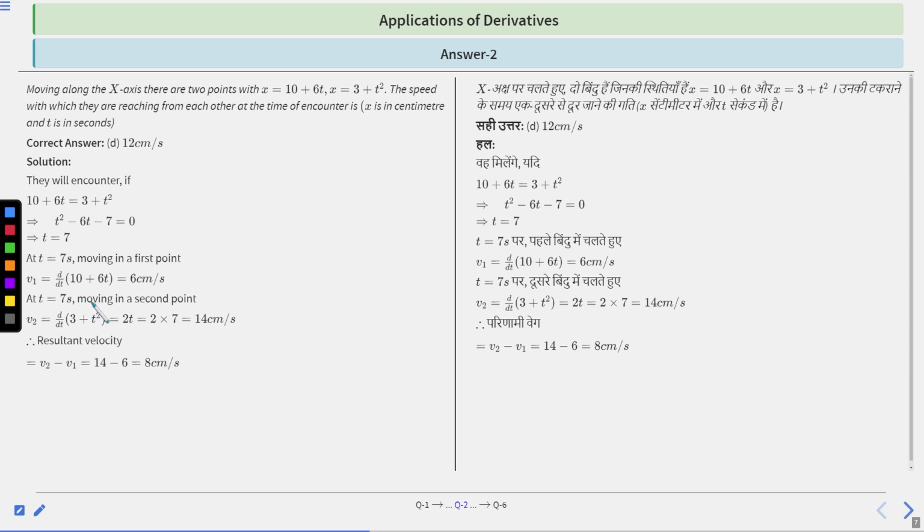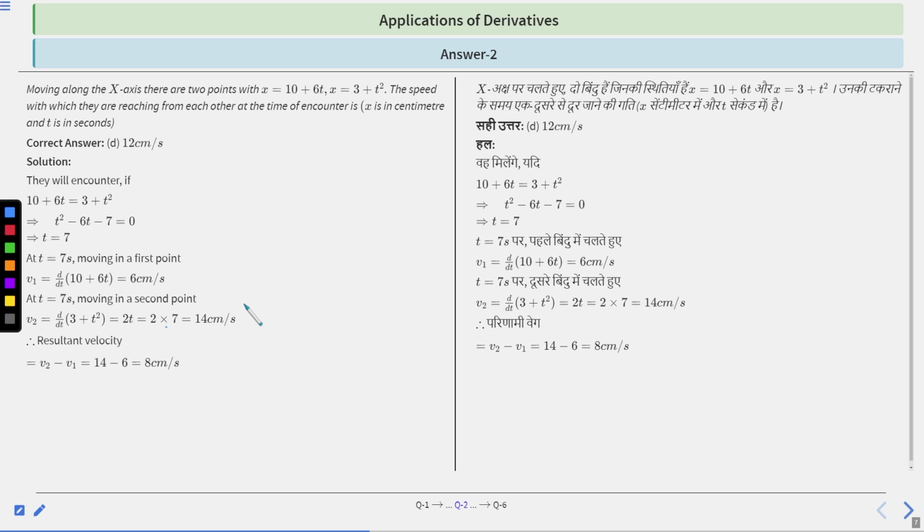Now at t equal to 7 seconds, what will be v2? v2 is d upon dt of 3 plus t square, which is 2t. And at t equal to 7, it is 2 into 7, which is 14 centimeter per second. Therefore, resultant velocity will be v2 minus v1, which is 14 minus 6, which is equal to 8 centimeter per second.